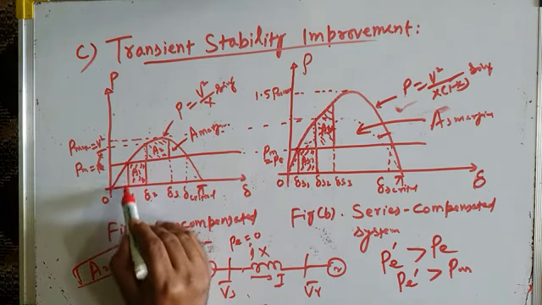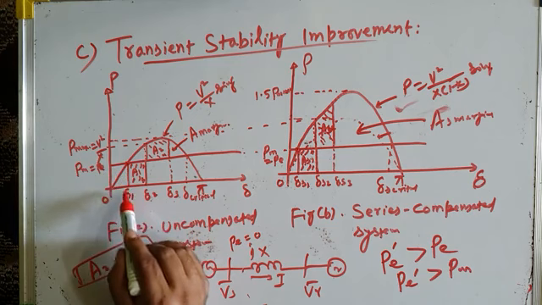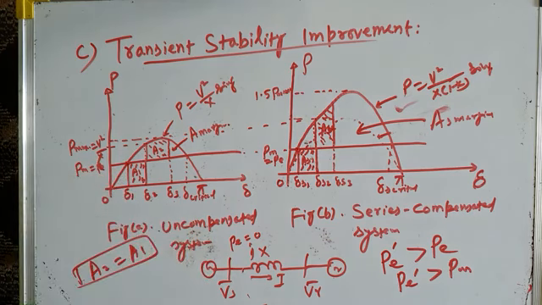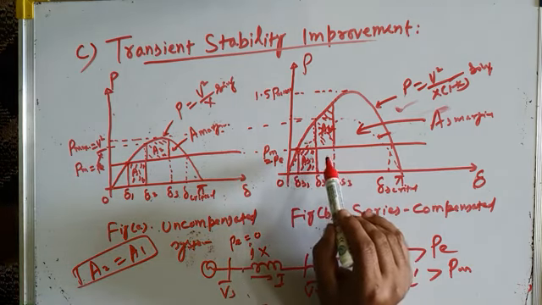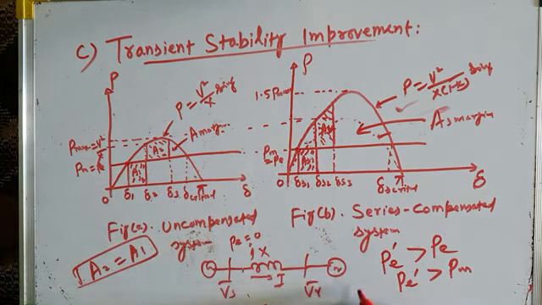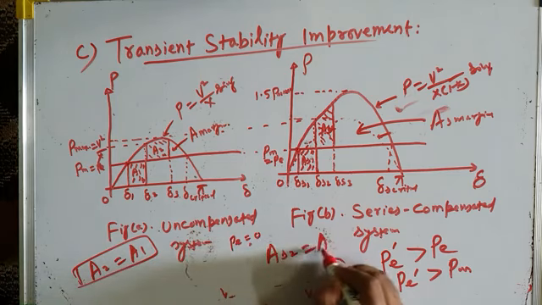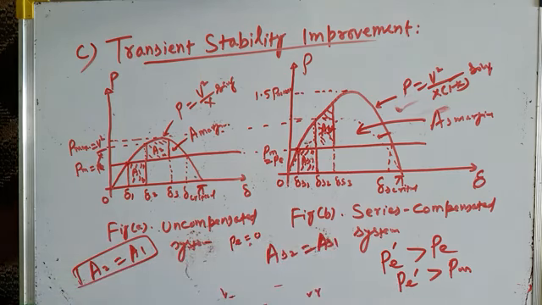and it starts operating at this transmission angle and transmits power PE, which is exactly equal to PM, and steady state operation again starts. It's restored. Steady state operation is restored. For the series compensated system also, you can see that when AS2 is exactly equal to area AS1, steady state operation is restored, PE is exactly equal to PM, and the system comes back to its normal operation.